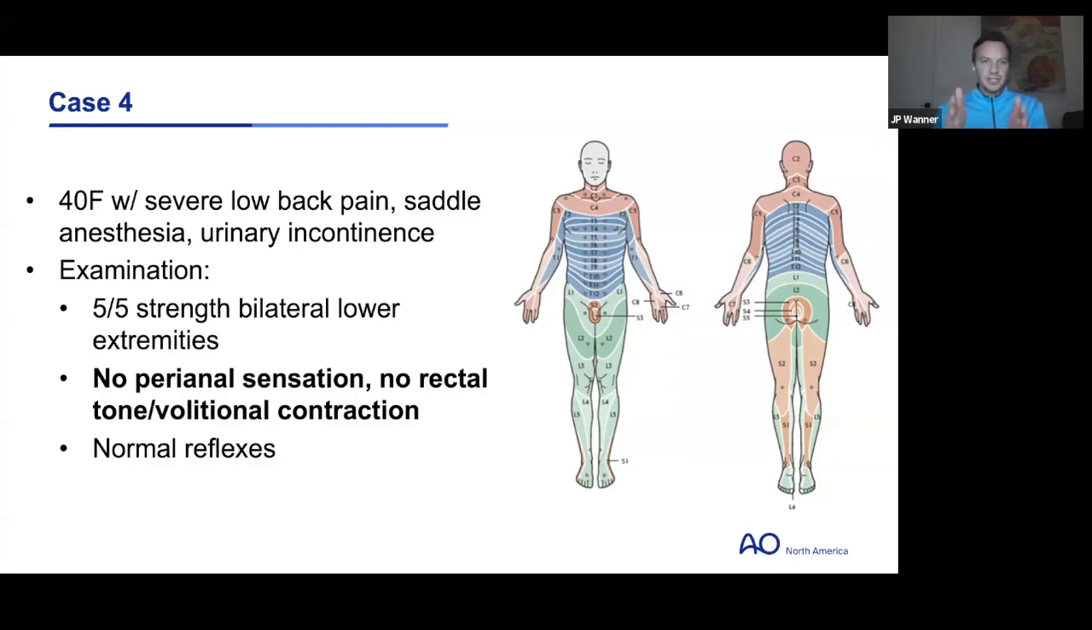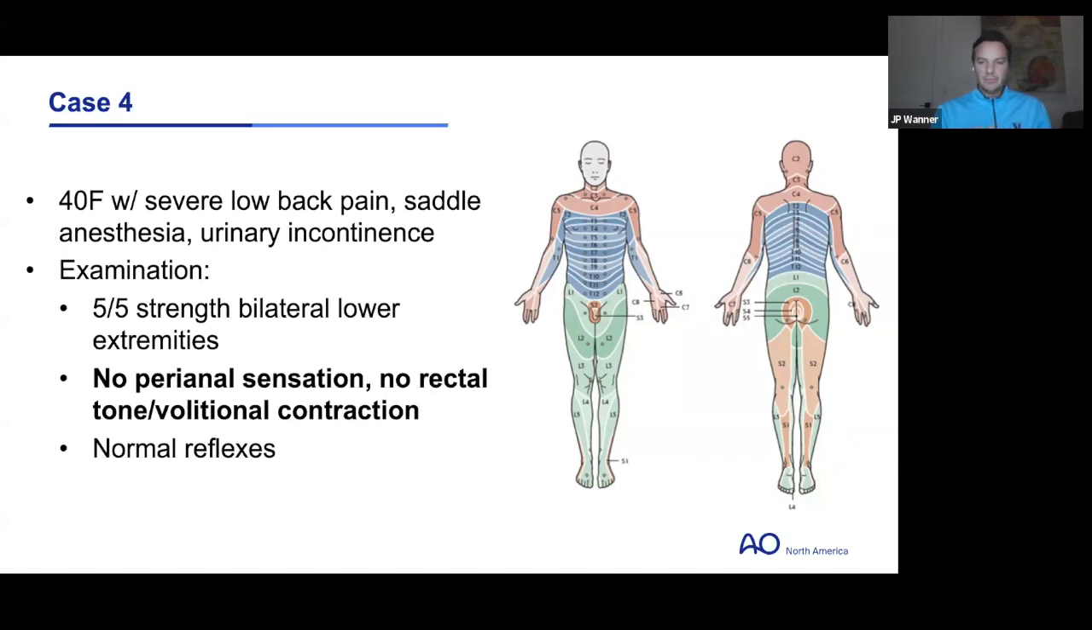So the conus usually ends at L1, L2. But beyond that, it's not a spinal cord anymore. It becomes cauda equina, or a horse's tail. It looks like a horse's tail if you dunked it in a tube of water. And so there has to be obliteration of the spinal canal below that level for it to be cauda equina. So you have to have imaging findings consistent with it. And then you're going to have a lack of perianal sensation or rectal tone.